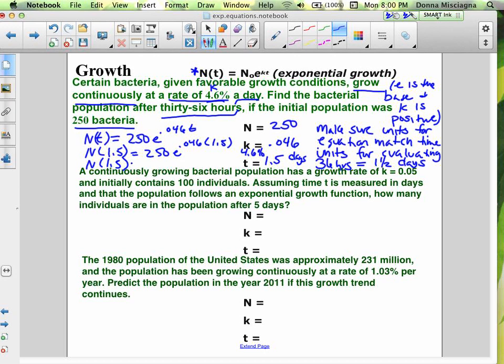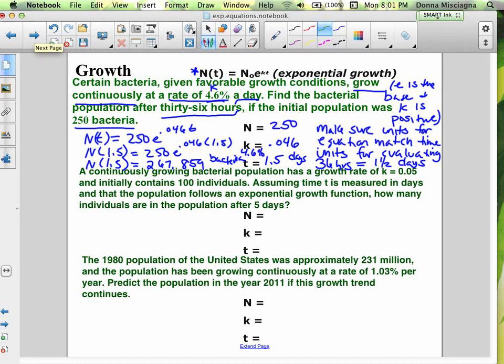So this was growth. We expected a number greater than 250, and we did. 1.5 days is not a long amount of time. So you got 859 bacteria. That's how many bacteria we'd have. All right. They're not growing too fast. This was only a day and a half. Let's try another one.